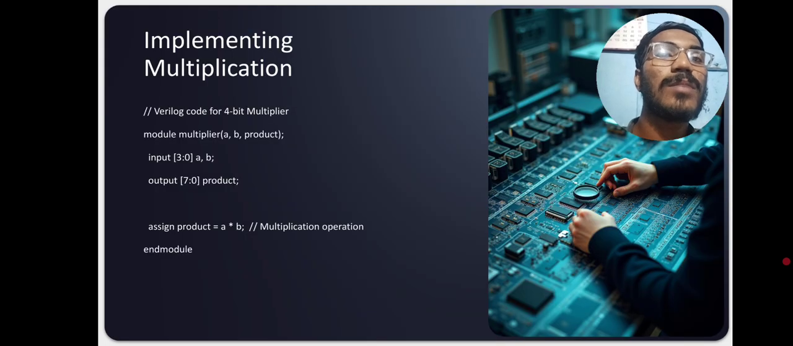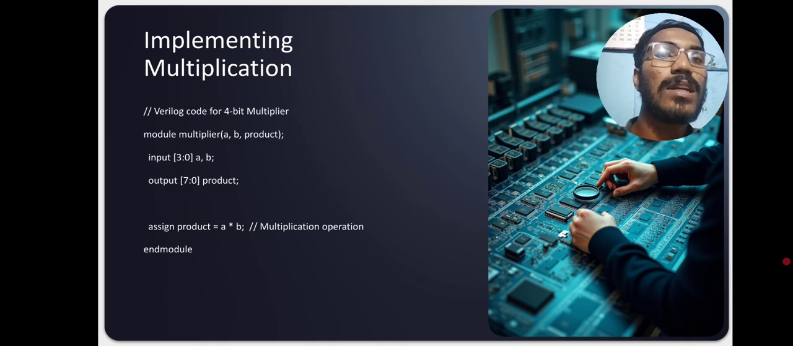Now the implementation of the multiplication. You have seen addition and subtraction, and multiplication is the same. Now we are using multiplication. Multiplication means we use the star symbol to multiply. Now we see the Verilog code for 4-bit. This is also the same, using a 4-bit multiplier.